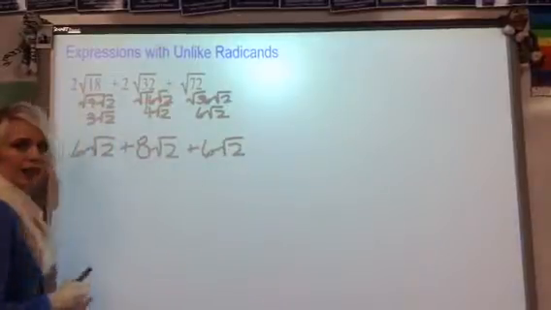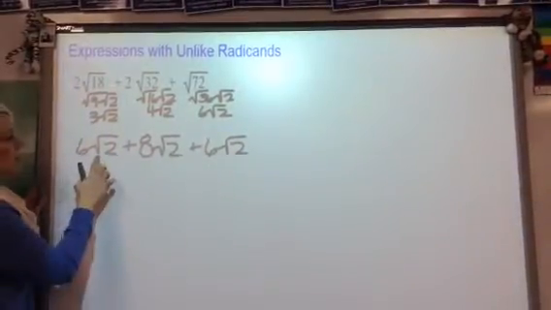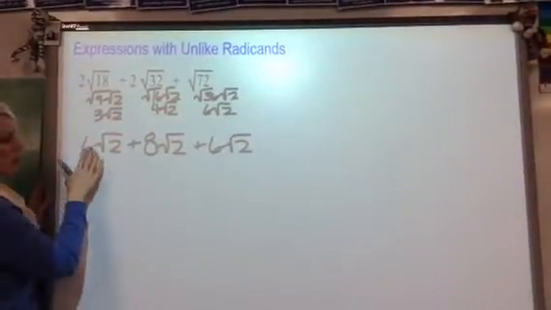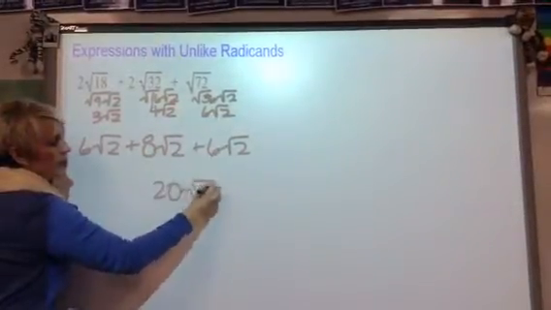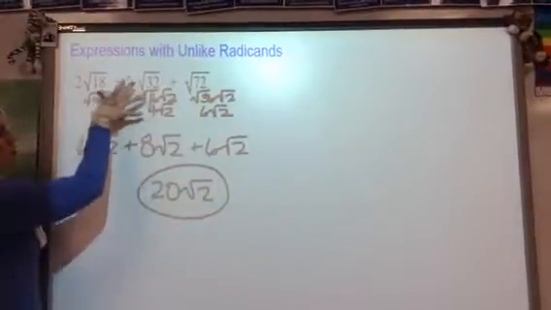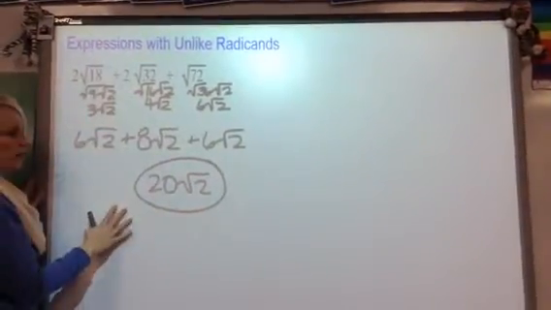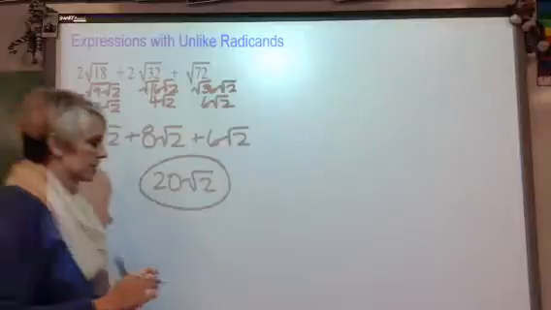And now we have like terms. Now that it's been simplified, we have radical 2's that we can put together. So 6 plus 8 is 14, plus 6 more, so this would be 20 radical 2. So you have to simplify first before you can combine. So you try the example in your notes.